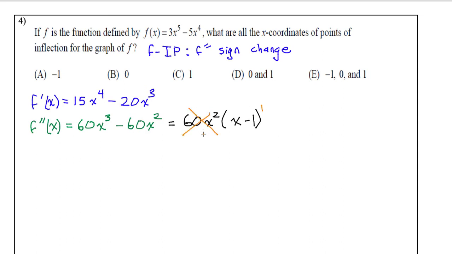This will not give you inflections because this is an even power. Even powers will never give you a relative extremum, and they will never give you an inflection point. Since we're talking about the second derivative, that is not an inflection point. And I will write out the reasoning in our notes so we have them. Not an IP. Why? Because even exponent.